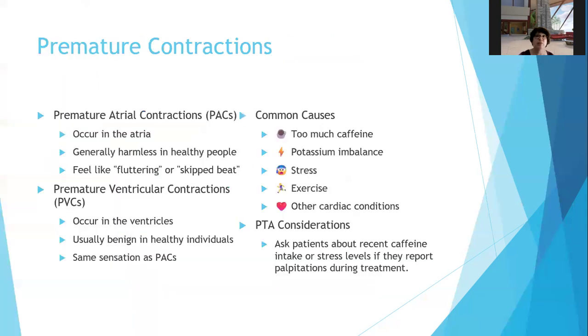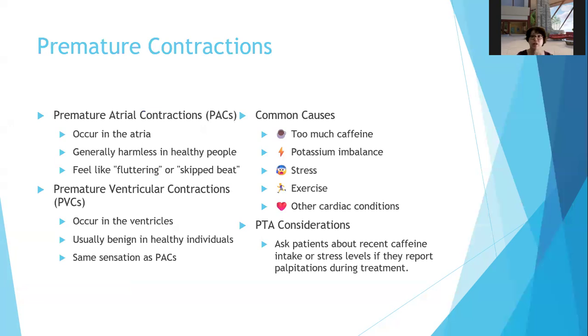So, premature contractions are one type of arrhythmia. There are premature atrial contractions and premature ventricular contractions. Both of them are pretty benign in healthy people. It feels like fluttering or a skipped beat. And it shows up different on an EKG because of the different parts of the EKG that coincide with the atrial contraction, the ventricular contraction.